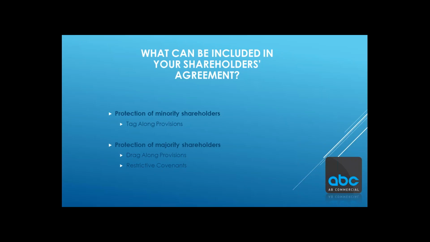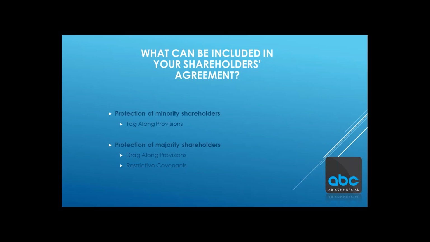There are other protections for majority shareholders, which can be included in a shareholders agreement. Restrictive covenants placing limits on the sharing of confidential information, the setting up of a rival business, and poaching of clients. These were mentioned earlier and are further protections for majority shareholders that can be incorporated into a shareholders agreement.